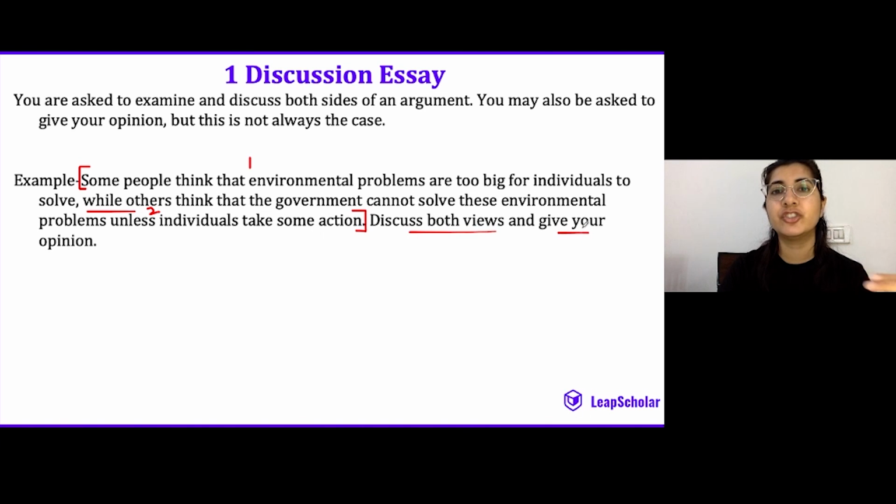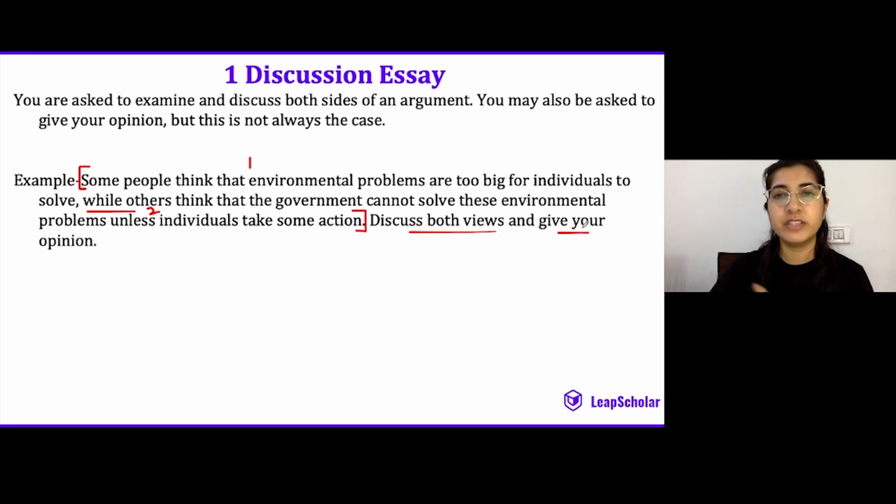Now, how do I structure this essay? Very simple. You can write a 4-paragraph structure for this essay, wherein the first paragraph is an introduction, post which you cover both the opposing views and followed by a conclusion.